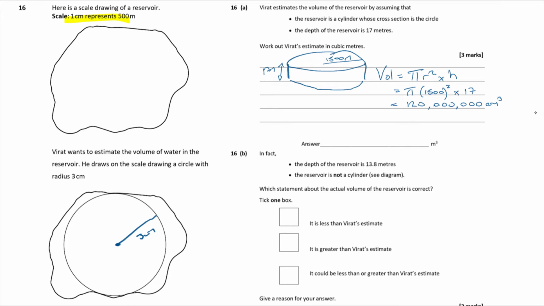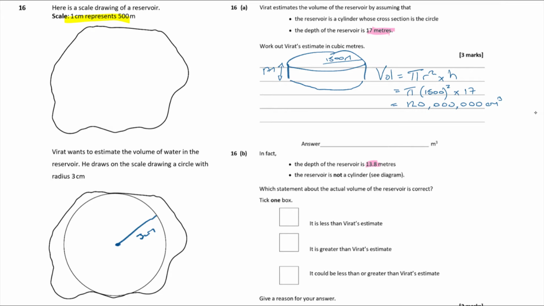Tick 1. Is it less than Virat's estimate? Is it greater than Virat's estimate? It could be less than or greater than Virat's estimate. Okay, right, so what's going on here? The actual depth of the reservoir is clearly less than what we used, because before we had 17 and now we've got 13. So that one has been reduced.